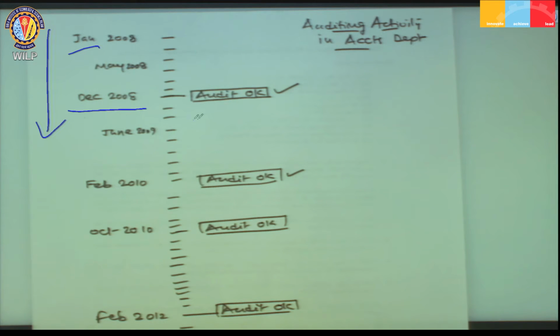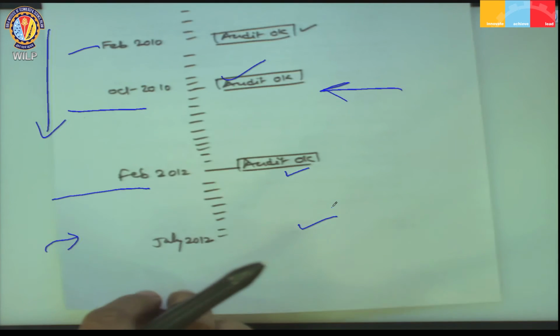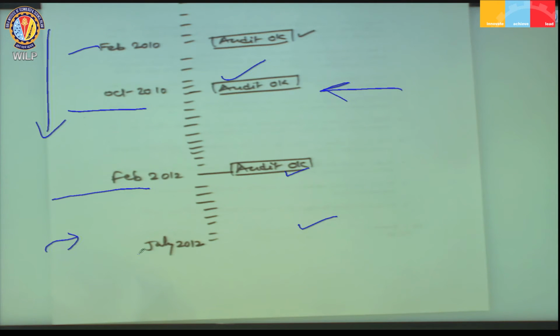In December 2008, the auditors' team has visited the accounts department, they have performed the auditing activity and they found everything okay, and then they have put a seal, audit okay. Then again in February 2010, auditors have come and they okayed it. Auditing is okay up to February 2010. Again in October 2010, auditing is done, and again in February 2012, auditing is done, and again let us assume that in July 2012 a new auditors' team comes.